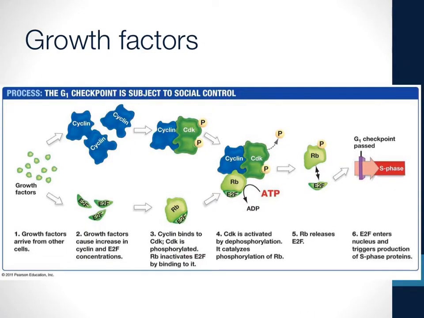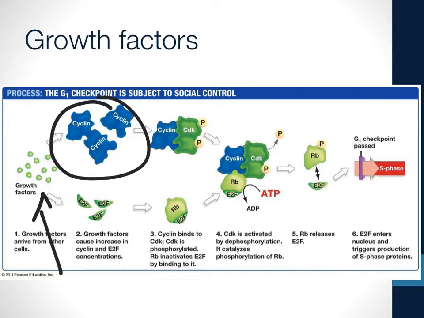This picture is demonstrating what I just talked about. When the growth factor is present, these cyclin molecules will be produced, and the cyclin molecules will be able to bind to the kinase, allowing for phosphorylation of some protein complex and allowing the result of passing the checkpoint to occur.